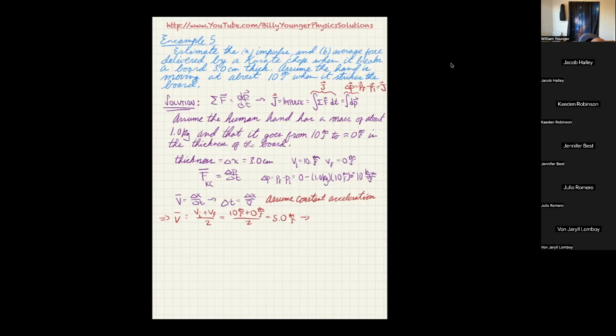And now I'm going to get back to my purple. This implies delta T will equal 3.0 times 10 to the negative 2 meters, because a centimeter is 10 to the negative 2 meters, divided by 5.0 meters per second. This gives me 3 e to the negative 2 divided by 5 gives me 0.006.